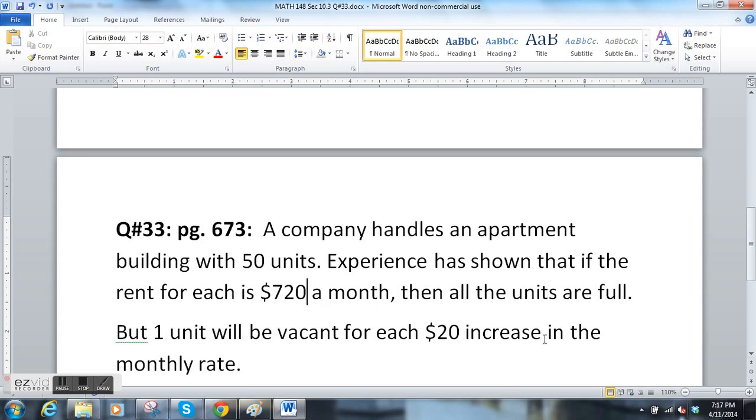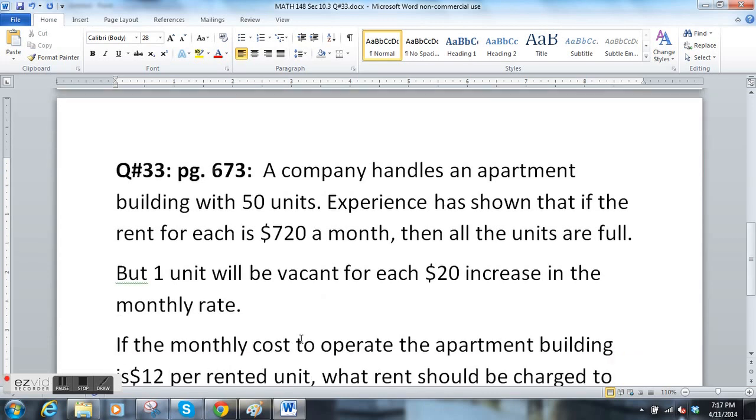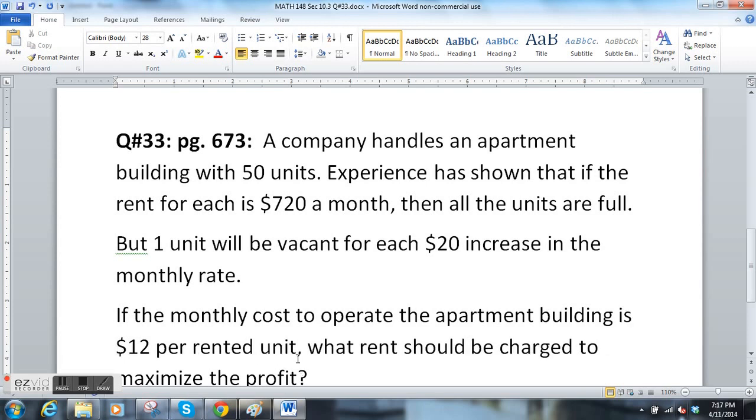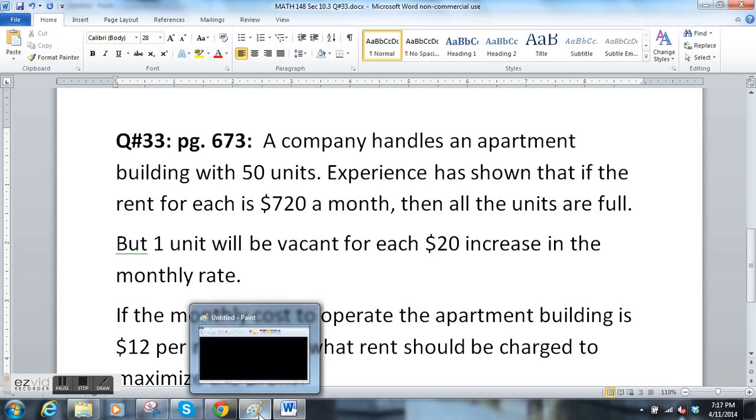And if the rent is $7.20 a month, all 50 units are full. But 1 unit will be vacant for every $20 increase in the monthly rate. So they just came up with that. Just go with that for right now. If the monthly cost to operate the apartment building is $12 per unit per month, I'm assuming, what rent should be charged to maximize the profit?